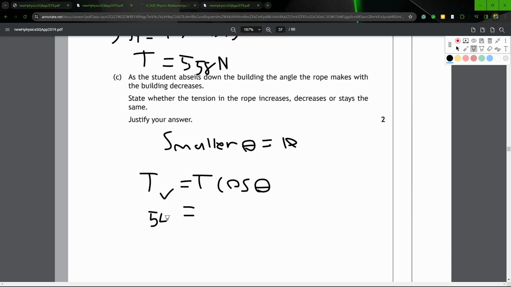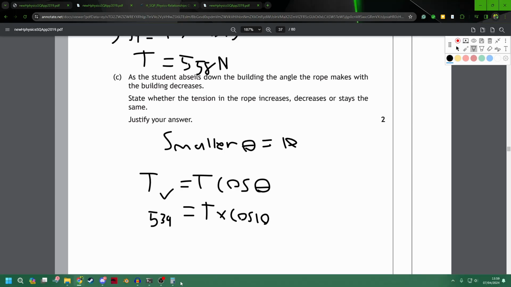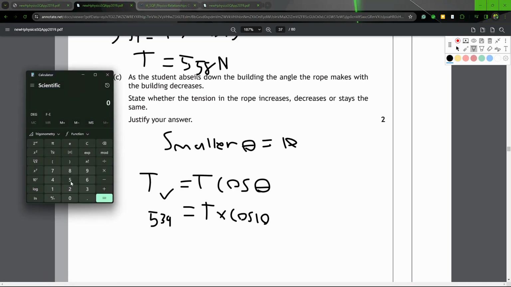Weight of the students remains the same. They don't lose weight in the course of this. Okay, cool. Then we'll do the same thing we did.